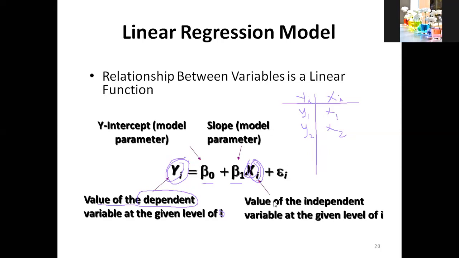So xi we have already seen. The last one is the random error at a given level of i. So this is the basic simple linear regression model. You should know this model and how to explain each and every component. Beta naught is a constant value. Beta 1 is also a constant value for a given data set or given situation.